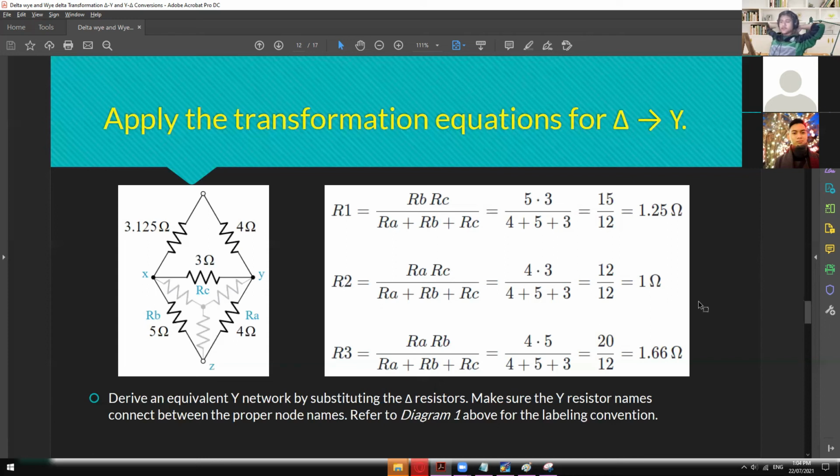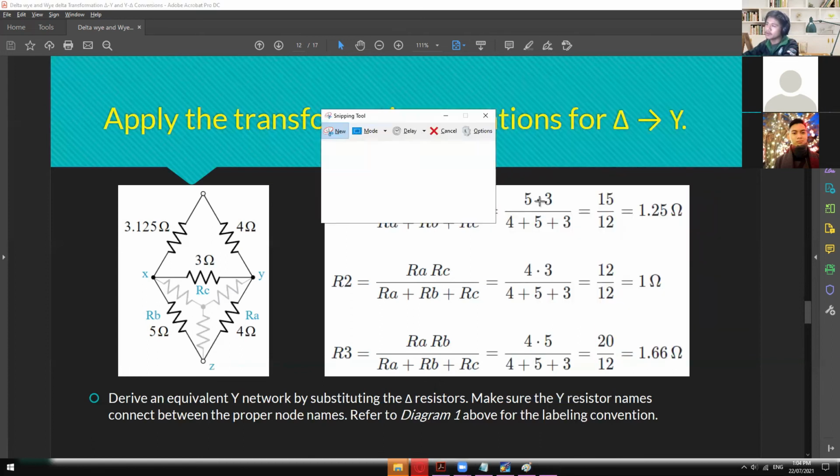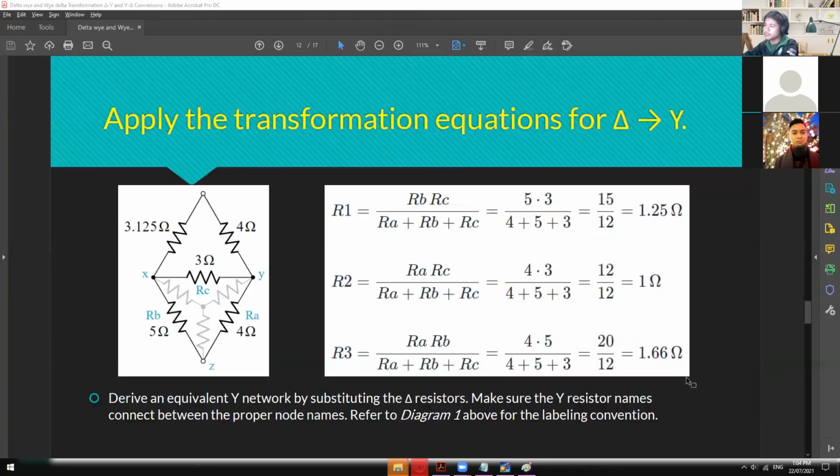Okay. So the only thing that you guys need to worry about when it comes to the delta to Y configuration is the numerator. Okay. So para mabilis siguro kayo, let's go straight with the computation.